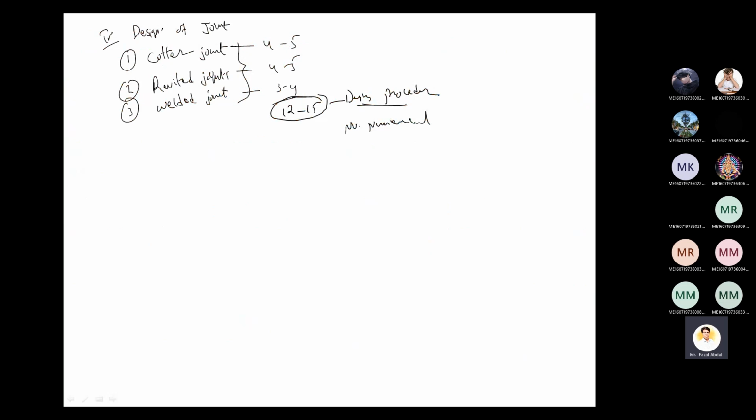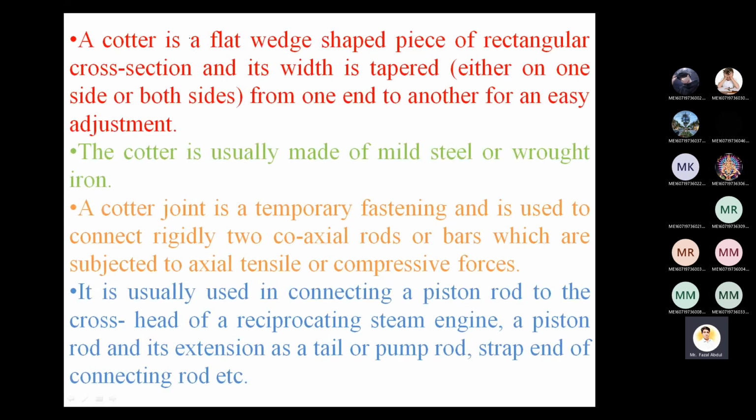The first topic I'm discussing now is quarter joints. So what is a quarter? A quarter is nothing but a rectangular piece of metal. It is made of mild steel or wrought iron, so based on the requirement, the material is selected. With this piece of metal, the joint is made for coaxial rods or bars, or two shafts, which are subjected to tensile forces or compressive forces.